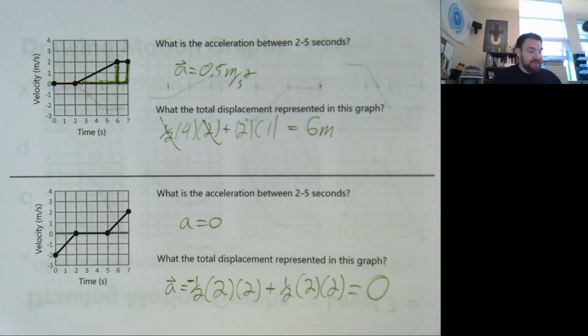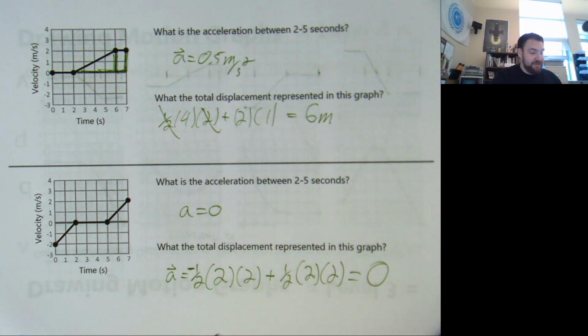Those are my values. Acceleration is half a meter per second squared between 2 and 5 seconds. That's what I got. Displacement of 6 on the bottom. No acceleration for 5 seconds and zero total displacement.